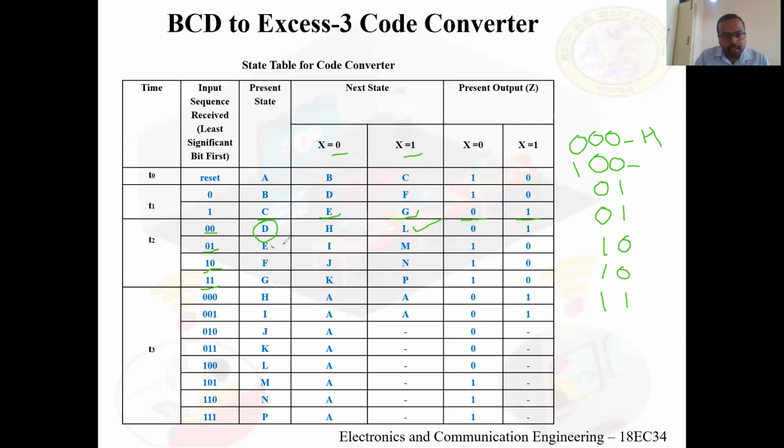Now here again when it is E, when the input is 0 here, 0, 0, 1. So the next state is what? Because we know that 0, 0, H. Correct. Everyone understand this one? So now, when it is 0, 0, 1, right? The next state will be I. Right? 0, 0, 1 is nothing but I here. When it is 1 here, 1, 0, 1 is state M.